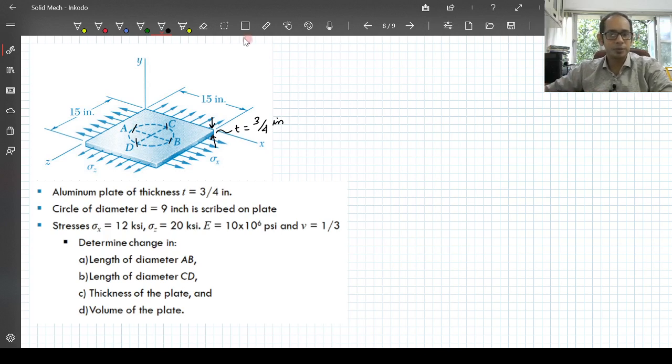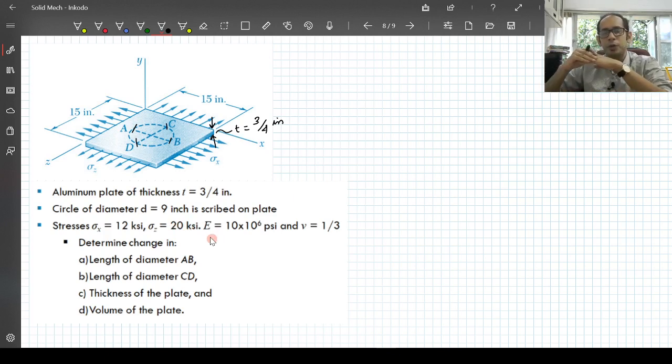You're given the stresses acting along the x direction, so sigma x, and to balance it out you must have sigma x on the other side as well. So you have sigma x along the x direction, which is 12 ksi, kilopounds per square inch. Along the z direction you have sigma z, which is 20 ksi. Also given is other information: the Young's modulus E and the Poisson's ratio nu, which is 1/3 or 0.33.